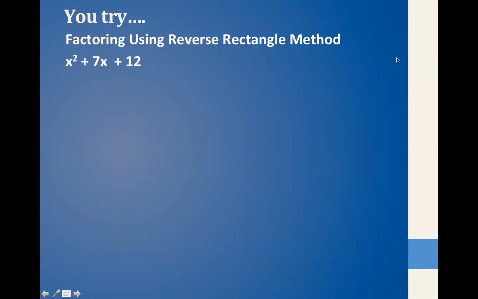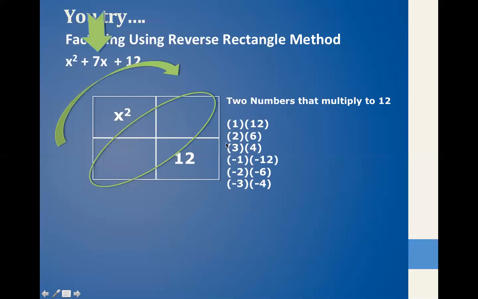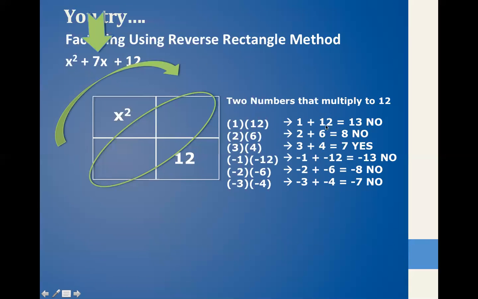Okay, now that you've finished trying to factor this one, I'm going to show you my answer. I fill in my box. I need two numbers that multiply to 12 and add to 7x. This is my list of possible numbers that multiply to 12. I'm going to see which one adds to 7. Oh, it looks like 3 and 4 are the only ones that add to 7. So I'm going to fill my 3x and 4x in.